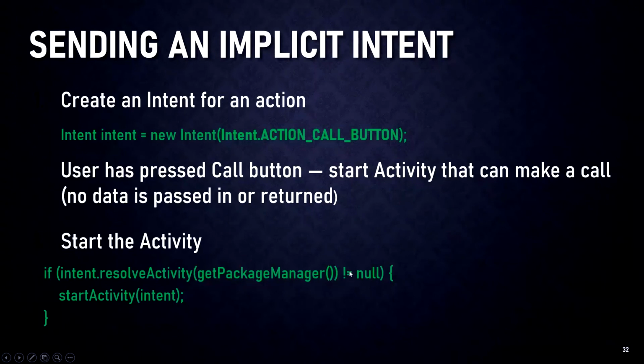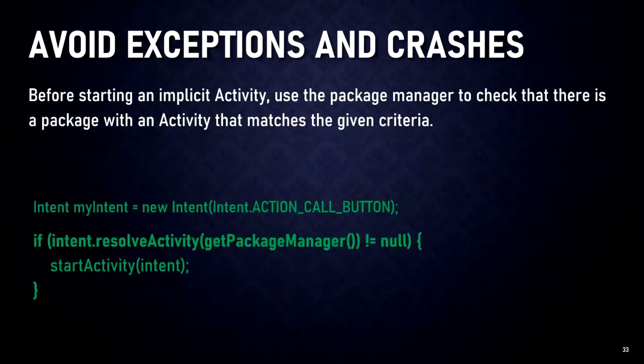If it is not null, we'll continue to start the activity. If it's null, we don't need to start the activity. So before starting the activity, it's better to use this if clause so that your app will not crash even if there is no specific app on your device to handle that request. This is just to avoid the exception and crashes, so before you start your implicit activity, use the package manager to check whether there is a package that can handle this specific request.